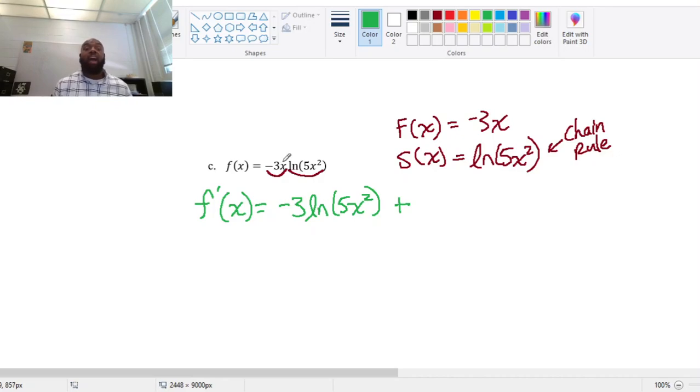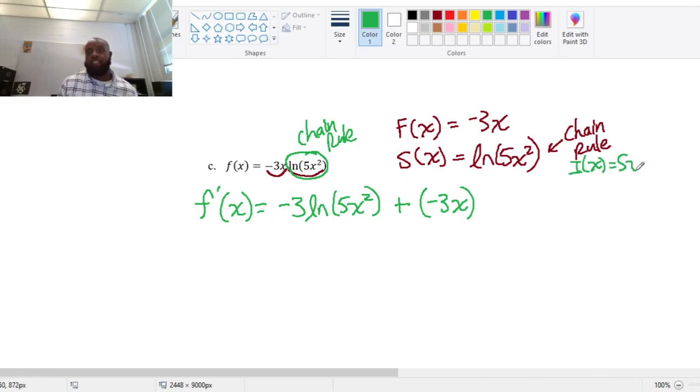Plus, I just write down my first function. Now notice that's a negative 3x, so I'm going to put it in parentheses, times the derivative of my second function. Again, when I do this derivative here, I've got to use the chain rule, right? Now, in my chain rule, my inside function is 5x squared, and my outside function is what I do to that 5x squared, which is I take the natural log of it. And so my outside function is the natural log of x.